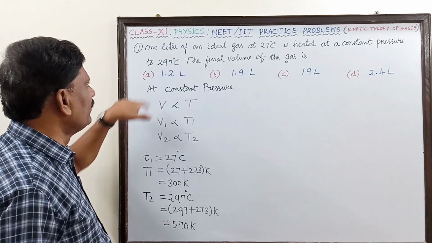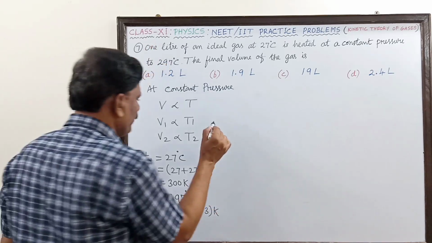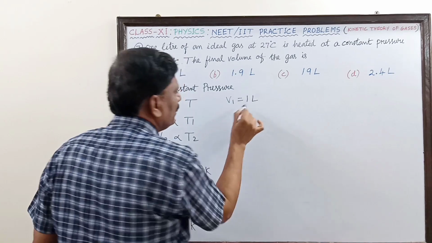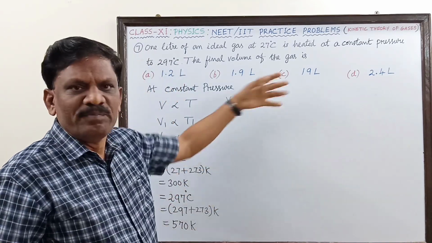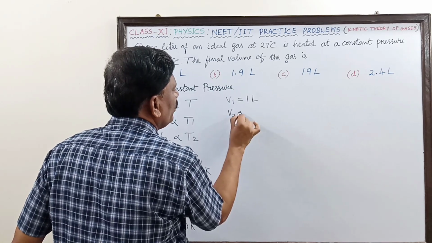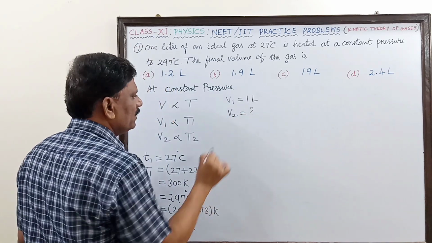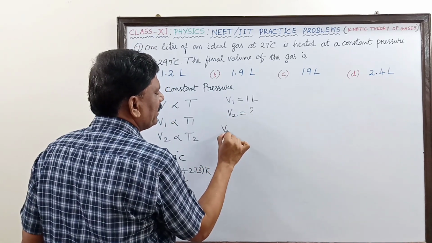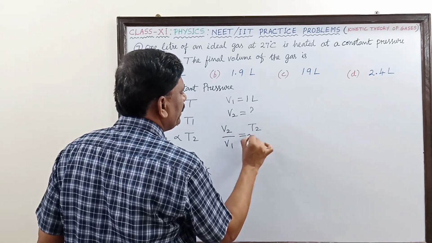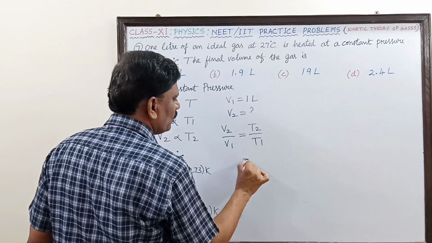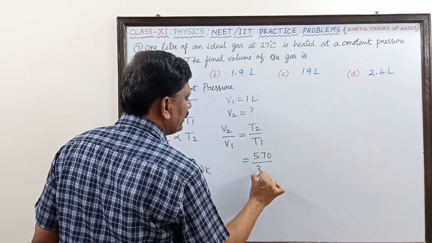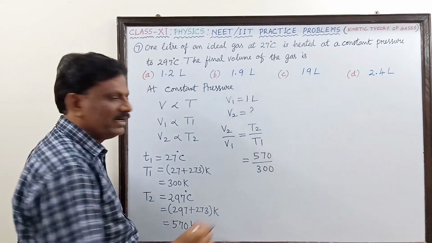Now V1 is given as 1 liter. We need not convert it into meter cube because the answer is in liter only. So V2 has to be found. Now I will take the ratio directly. V2 by V1 is equal to T2 by T1. So this is equal to T2 is 570 divided by T1 is 300.